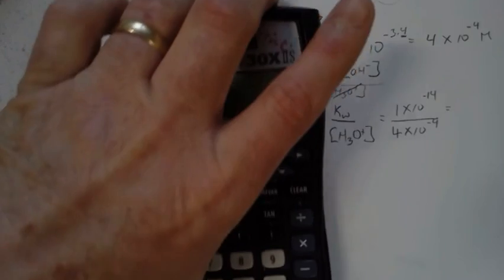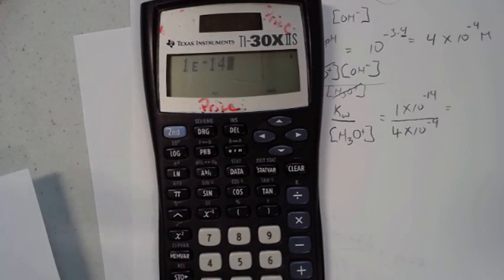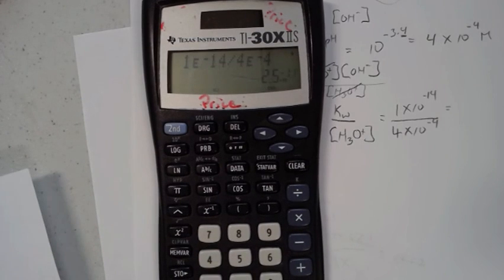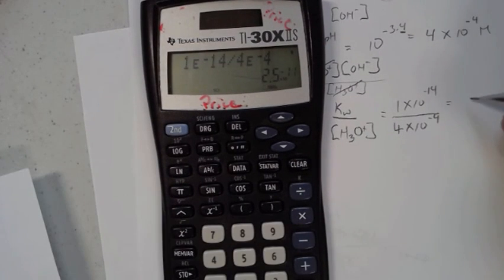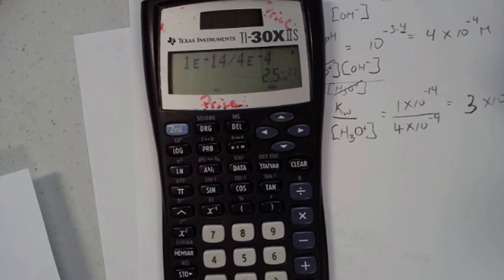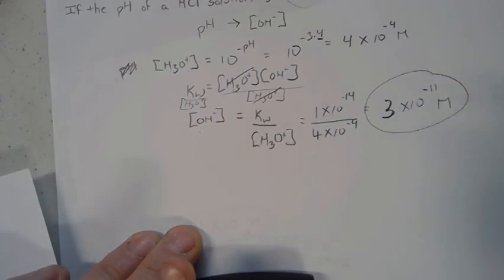And according to my calculator, I have 1 EE negative 14 divided by 4 EE negative 4. And I get, as my concentration of hydroxide, 2.5. Well, I have to round that off. So that's going to be 3, right? Because that only has one digit there. 3 times 10 negative 11 molar. And there's my concentration of hydroxide.